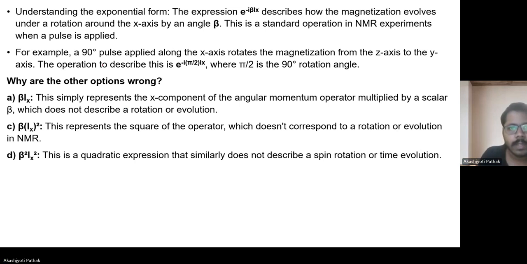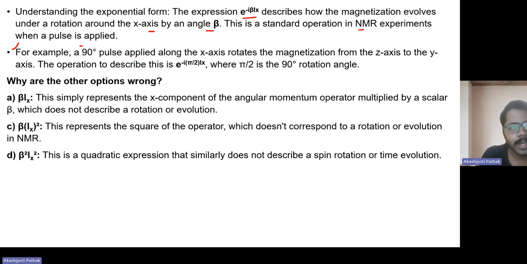So the expression e to the power i beta Ix describes how the magnetization evolves under a rotation around the x-axis by an angle beta. This is a standard operation in NMR experiments when a pulse is applied. For example, we'll take an example here to understand it better.